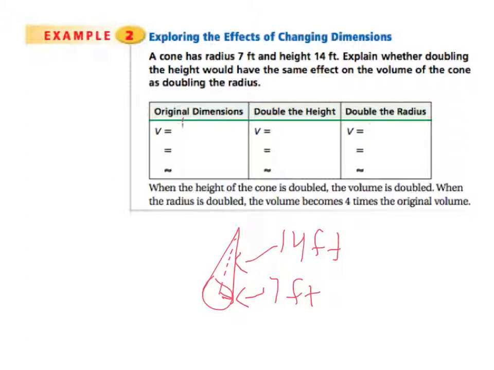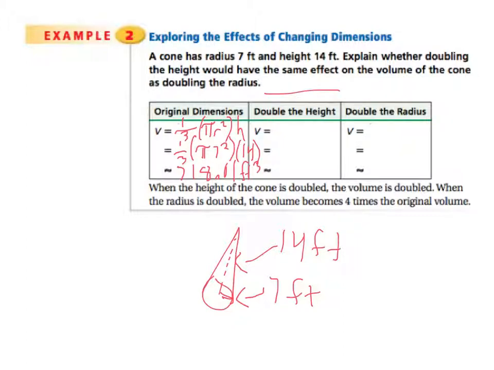So again, the original volume is going to be 1/3. This time it's a circle, so 1/3 times the base, which is pi r squared, times the height. So 1/3 times pi times 7 squared times the height, which is 14. I'm running out of space here. And if you multiply all of that together, you guys do that by yourselves, don't just get the answer, it's 718.01 feet cubed.